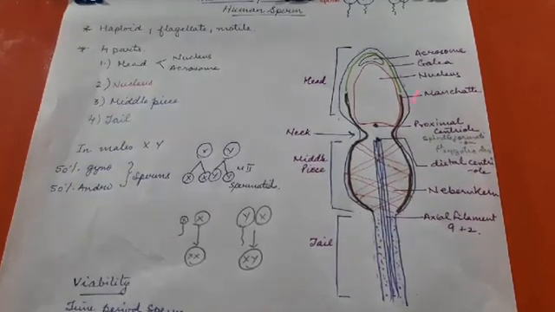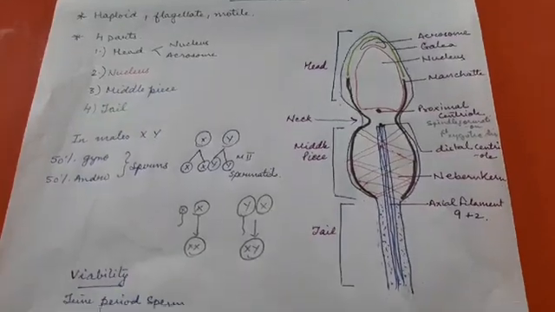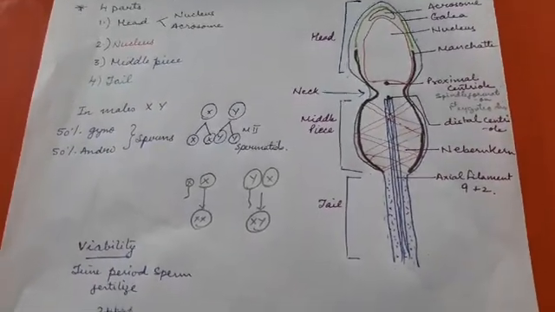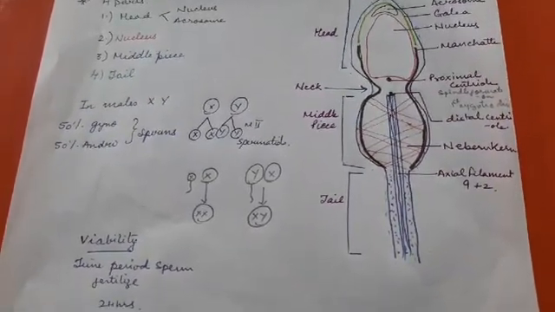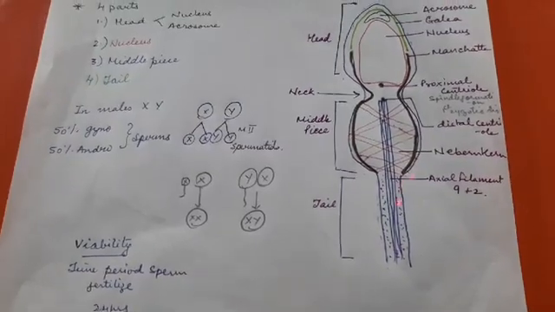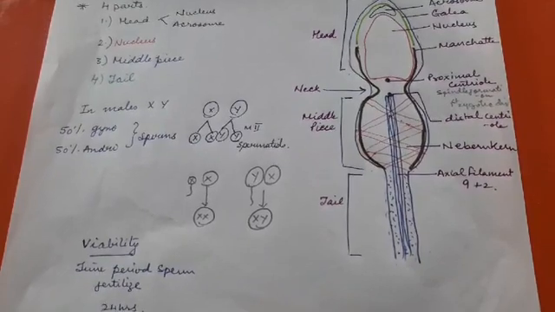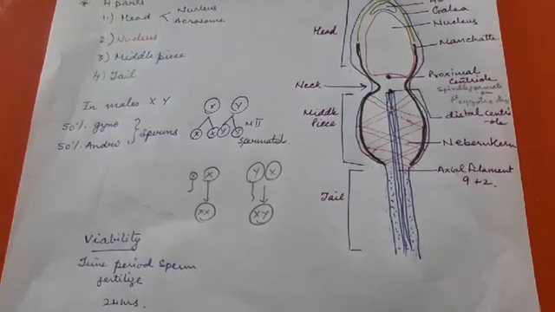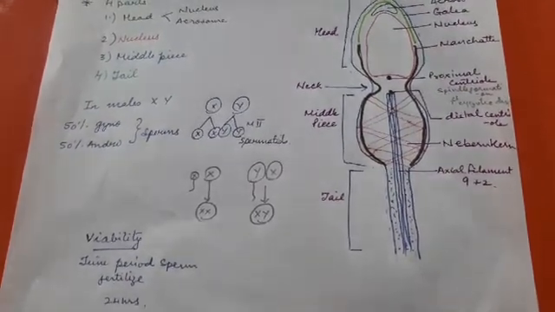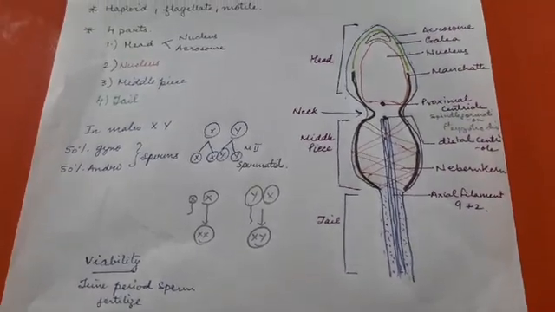and mitochondria provides energy. Now let us see the cytoplasm, of which only a little part is present, and that too in the tail region. You can see here only a little part is present. Now after seeing the structure, I would like to tell you that there are 2 types of sperms produced.